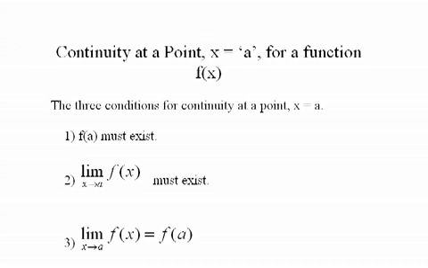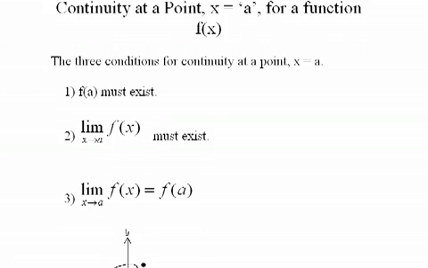So the first one is that if a function is going to be continuous at a point a, then f of a has to exist. The second condition is that if f of x is continuous at some point a, then the limit of f of x as x approaches a must exist. And the third, the necessary and sufficient condition, is that if a function f is continuous at a, then the limit of f of x as x approaches a has to not only exist but equal f of a.